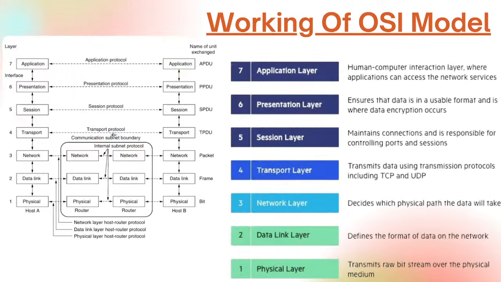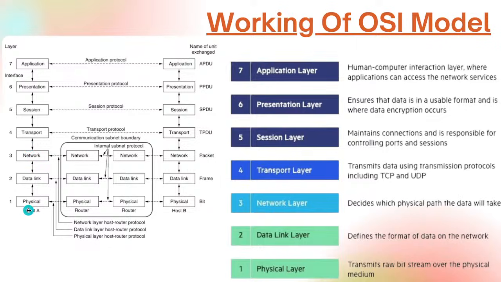Okay, now the working of the OSI model, which is very important. The figure is very important. It shows the adjacent communication between each layer. Okay, here is an internal subnet protocol which is helpful for communication purposes. Okay, and this is a communication subnet, this is the communication subnet boundary.